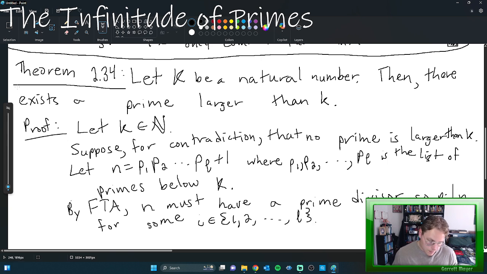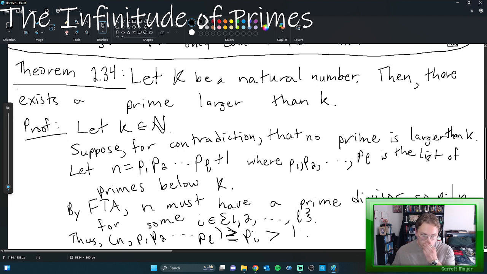Okay. Thus, the GCD of n and this product of primes is greater than or equal to this prime number, which has to be greater than 1, since all primes are necessarily greater than 1.